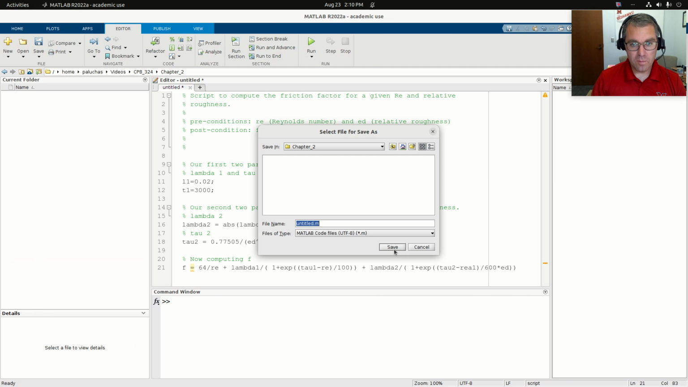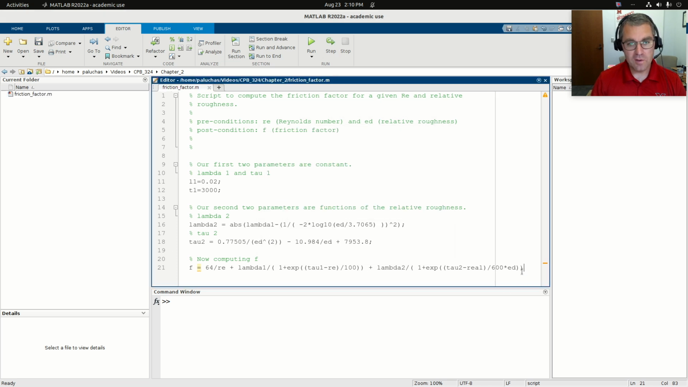So I'm not going to suppress the output for the second one. Let me call this friction factor.m, and I'm going to save it. I'm not going to suppress the output for this last line, so it displays the final result of the calculation when I run it.